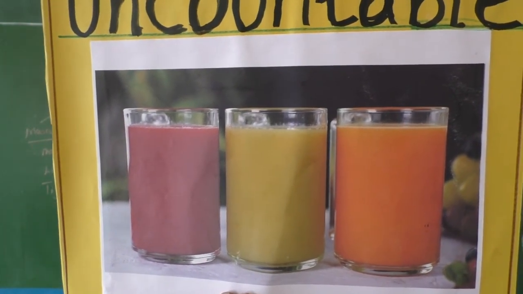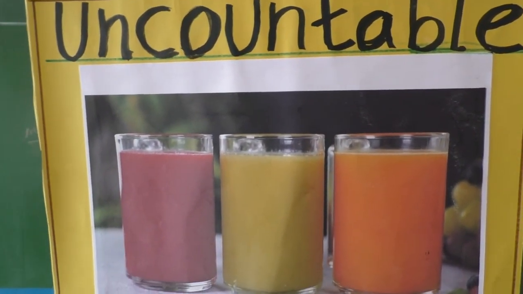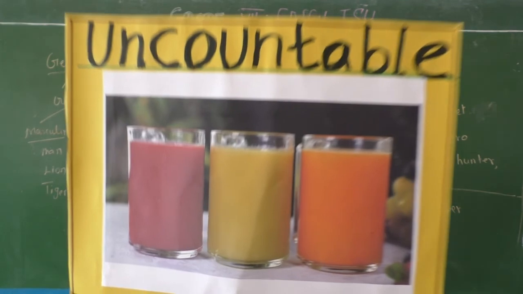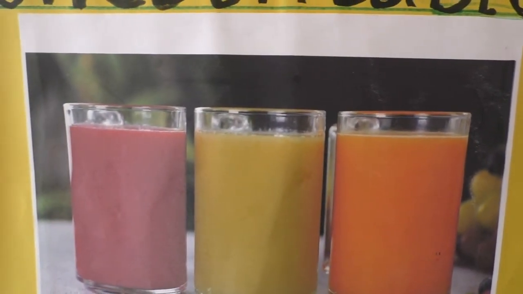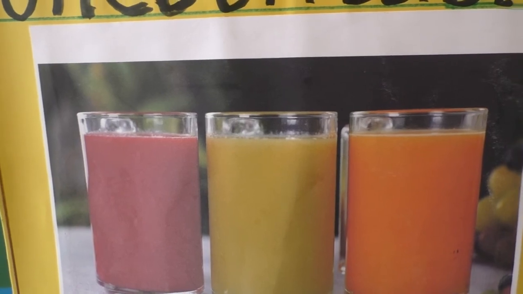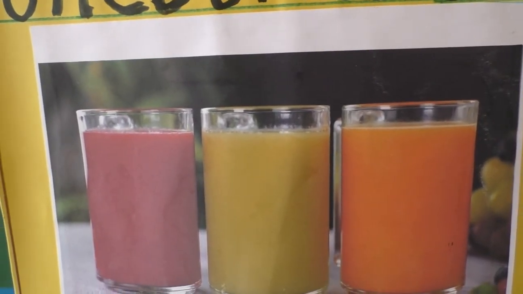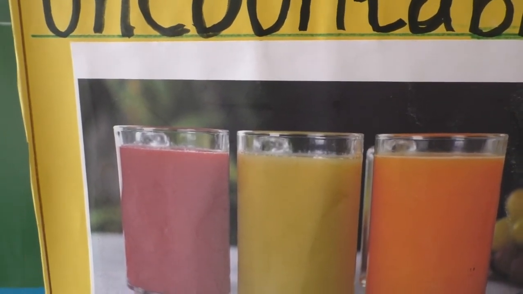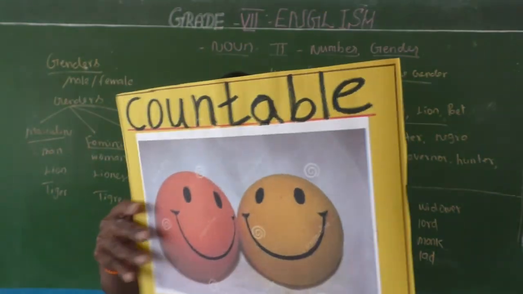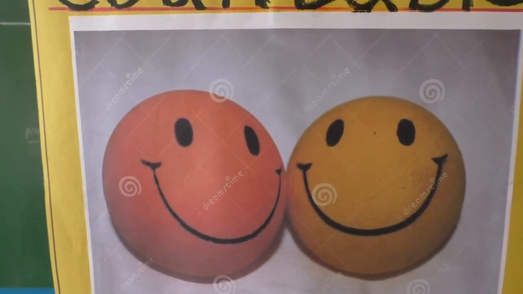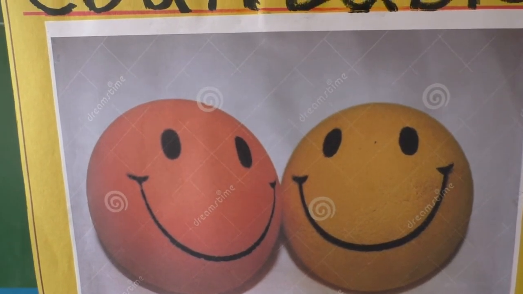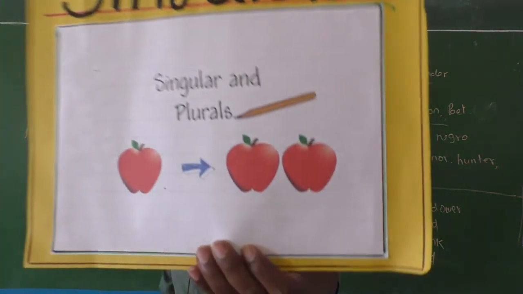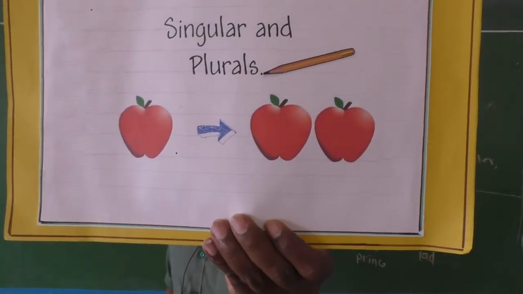You too can collect lots of pictures like this for countable and lots of pictures for uncountable. For uncountable, you can collect pictures of water, oils, flowers, hairs, so many uncountable nouns, and you can paste them in your work and make an album. And for countable nouns, so many pictures are available. Balls, pens, tables, chairs, scales, like that. Okay, fine.